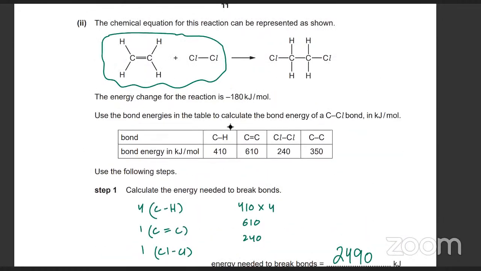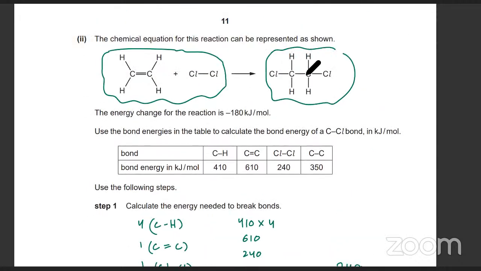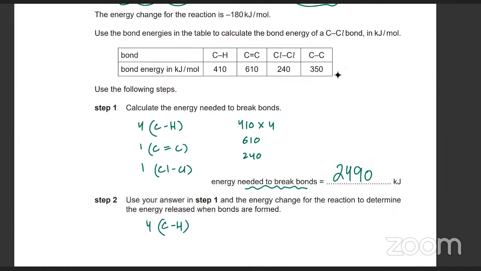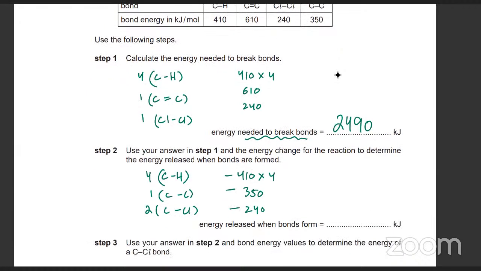When bonds are formed, energy is released. So how many bonds are formed? 4 C-H bonds are formed, right? A carbon-carbon single bond is formed and C-Cl bonds are formed. So one carbon-carbon bond is formed and two C-Cl bonds are formed as well. C-H is 410 times 4. C-C is 350. And C-Cl is 240. And bond formation is exothermic, so that all would be negative. So what is the value? The release has a negative sign. What do you get for this?